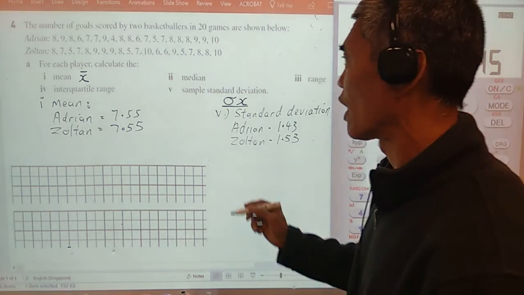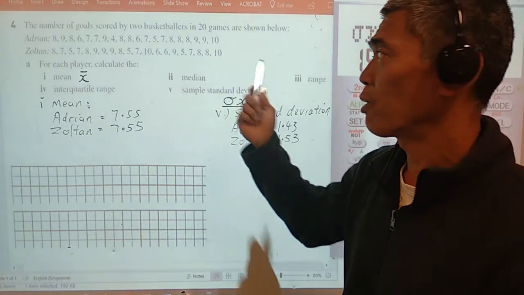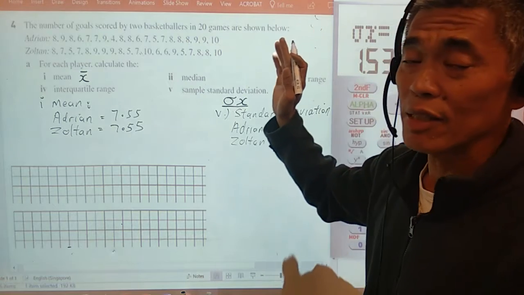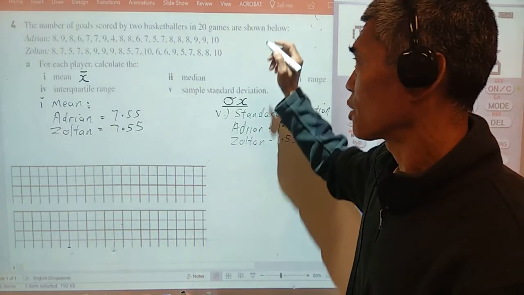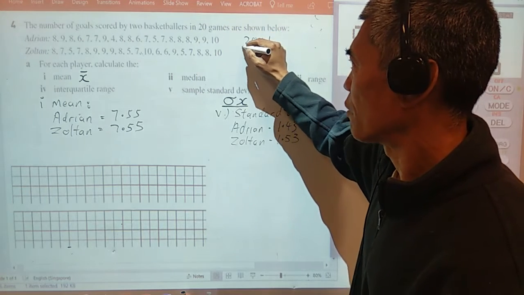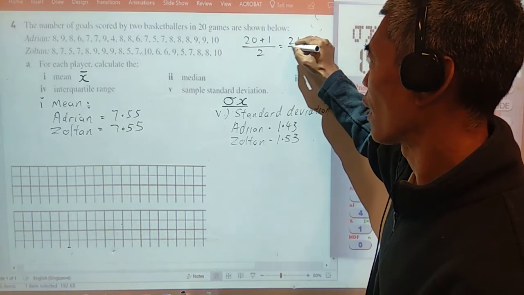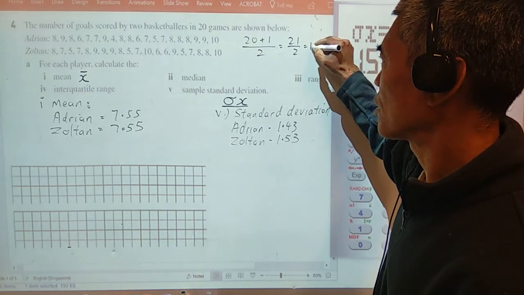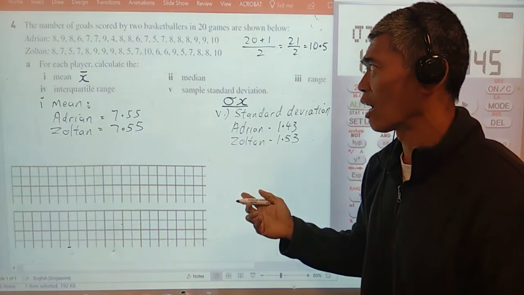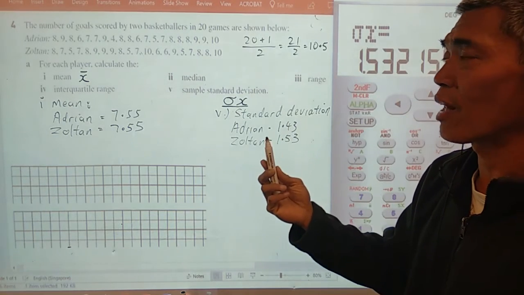All right, let's take a look at the median for Adrian. Now, there are 20 scores for Adrian. So to find where the middle is, we take 20, add 1 to it, and divide by 2. Now this gives us 21 divided by 2, which is equal to 10.5.